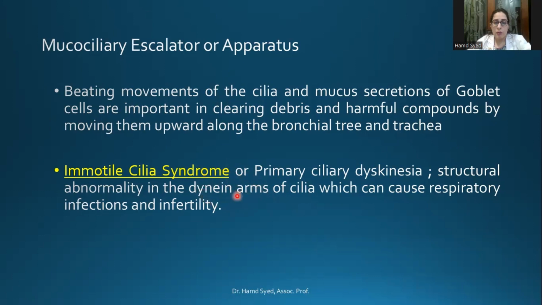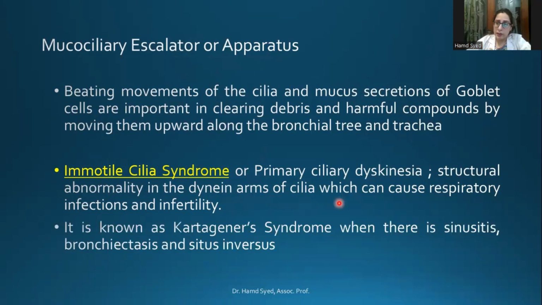So if the dynein arms of the cilia have some structural abnormality, this will cause the cilia to become immotile. And when they lose their motility, then obviously this mucociliary escalator or apparatus becomes dysfunctional, non-functional. And so the clearance of the mucus secretions along with the debris and the harmful compounds is impaired. And this in turn can cause repeated respiratory infections, and it can also cause infertility.